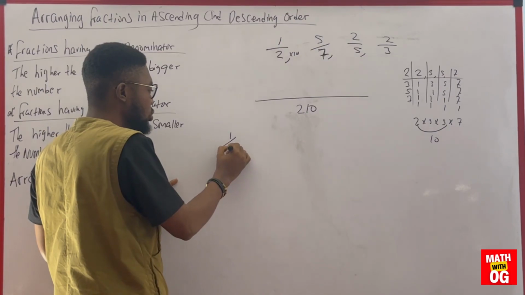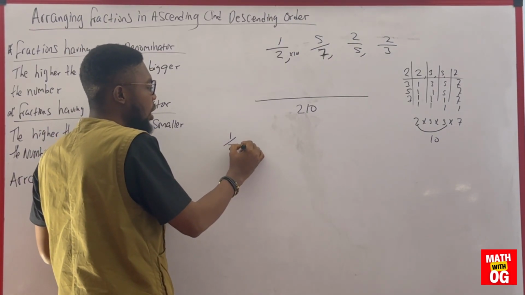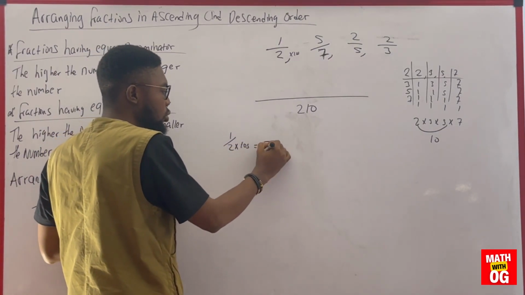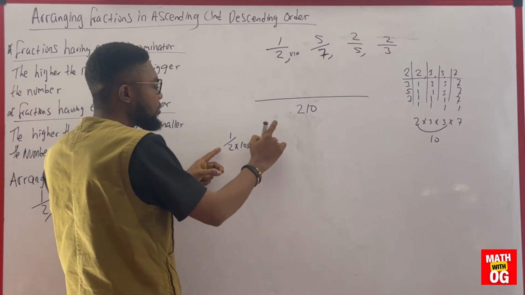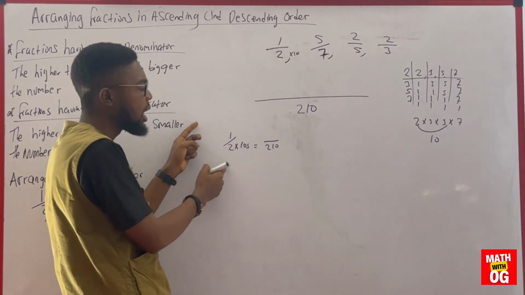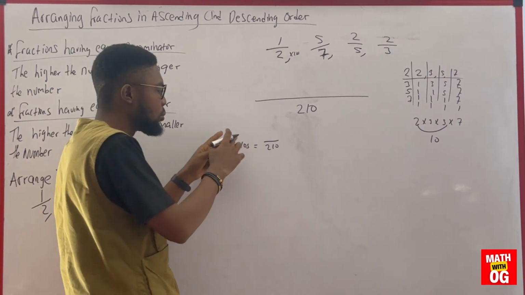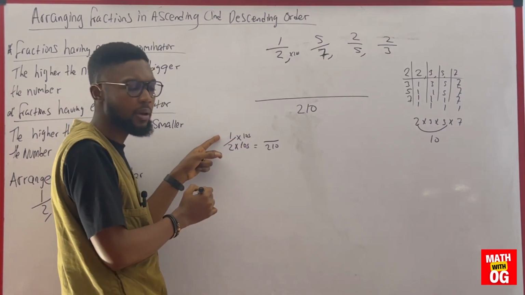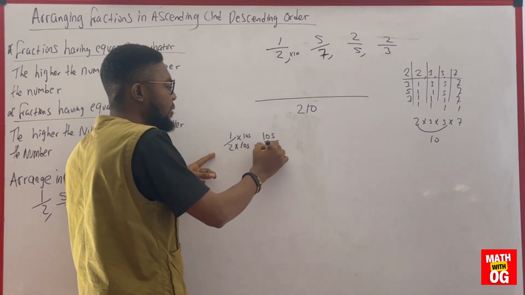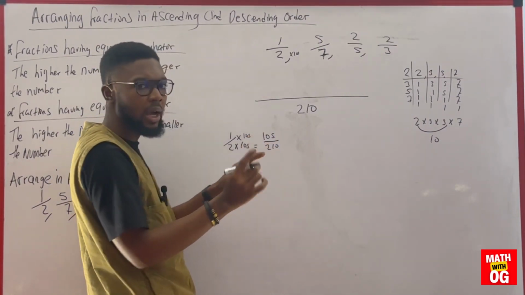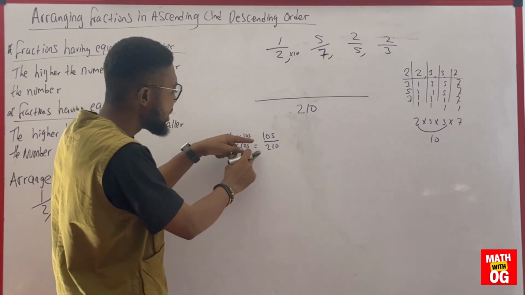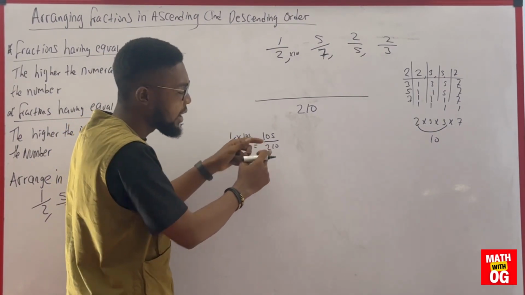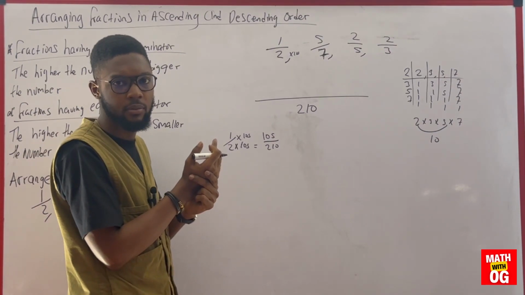So if I have 1 over 2, multiply this 2 by 105, it will give me 210. So for this fraction to be equivalent to this fraction, I must use that same 105 to multiply 1. So I'll multiply both numerator and denominator by 105. So this becomes 105 over 210. So I can boldly say that 1 over 2 is equal to 105 over 210.